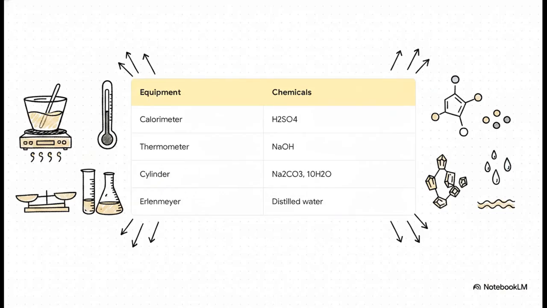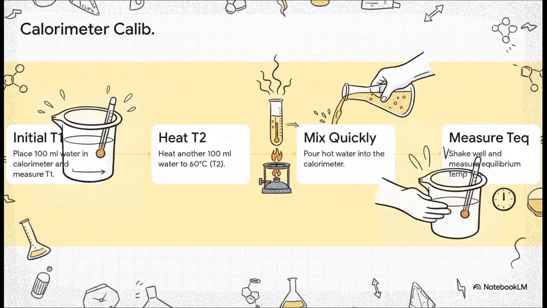Let's move to our actual toolkit and see how this builds out our experiment. The real star of the show here is the calorimeter itself, and it's backed up by a hot plate, a highly sensitive thermometer, a balance for precise weighing, a graduated cylinder, and an Erlenmeyer flask. And then we have our chemical suspects for the day: sulfuric acid, sodium hydroxide, sodium carbonate, and of course, our trusty solvent, distilled water. But wait, before we test any of those chemicals, we have to calibrate the calorimeter first.